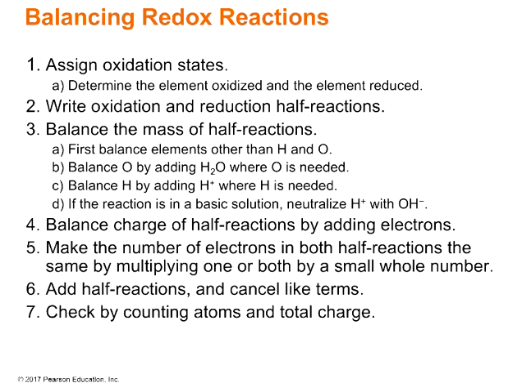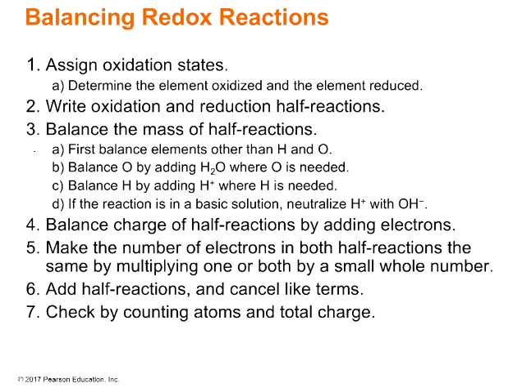So we want to determine which element is oxidized and then which element is reduced. Then we write the oxidation and reduction half reactions, just like we saw before. And then when we're balancing the half reactions, let's say that we do have oxygen in either one of the reactants or one of the products. We're going to need to take that into account.